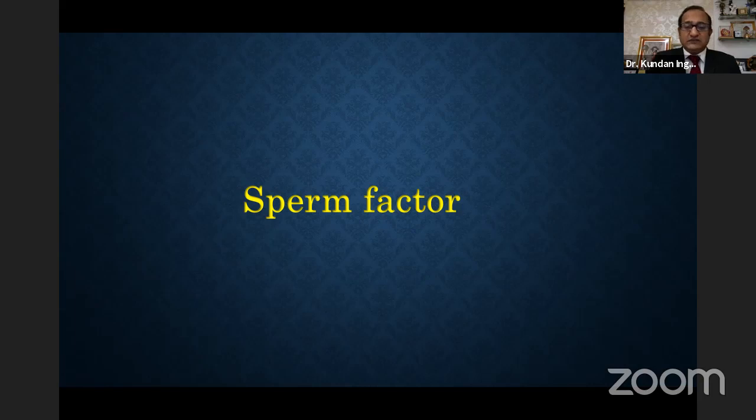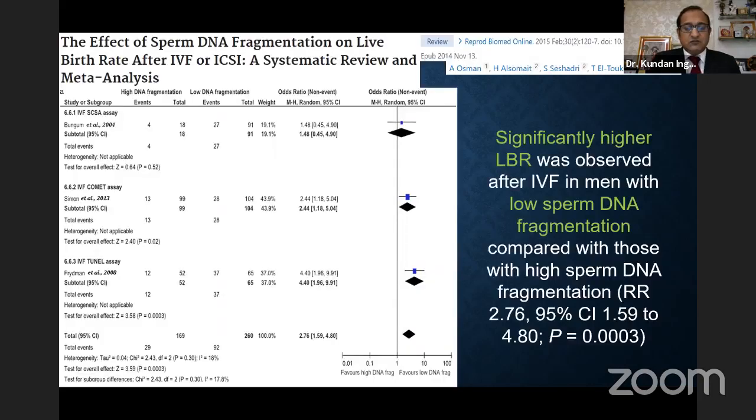Coming to the next gamete, which is the sperm factor. Now we know that sperm DNA fragmentation is one of the very common problems which affects the sperm quality and ultimately the embryo quality. In this systematic review and meta-analysis, significantly higher live birth was noted after IVF in men with low sperm DNA fragmentation compared with those with higher sperm DNA fragmentation. As you can see, it favors a higher pregnancy rate in a low DNA fragmentation index.